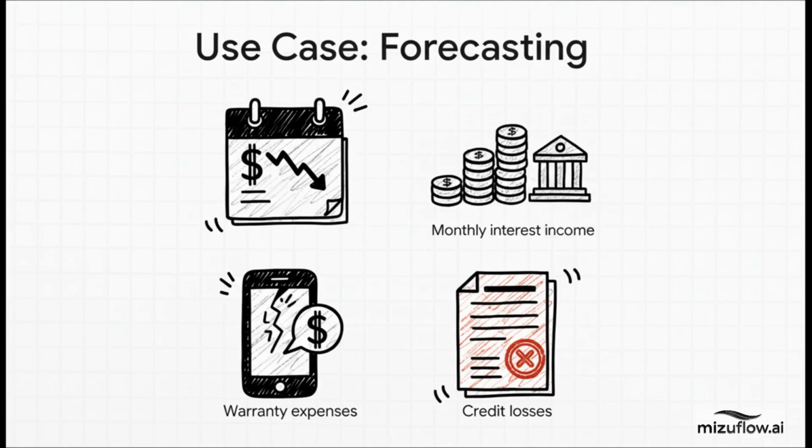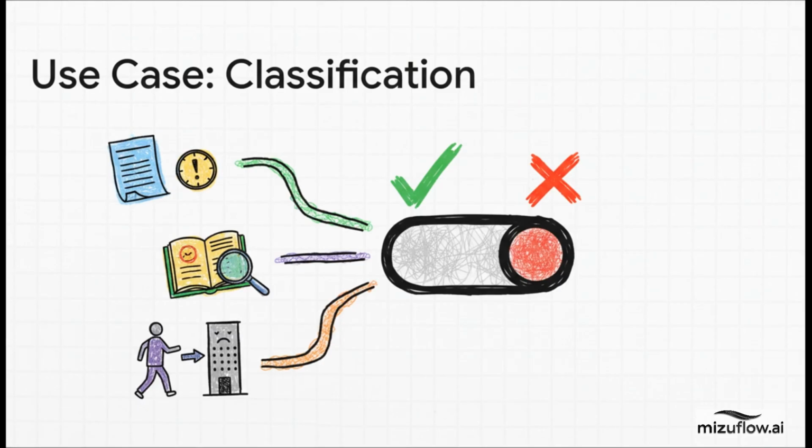Well, the first huge category is forecasting, what we call regression problems. Think about predicting your monthly OPEX by cost center, or forecasting interest income. Maybe it's estimating warranty claims or the provision for credit losses. These are all classic FP&A and accounting tasks where you've got historical data and you just need to predict a future number. And then there's the other big bucket, classification.